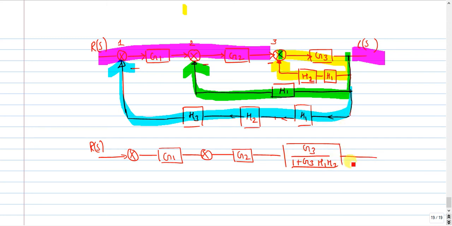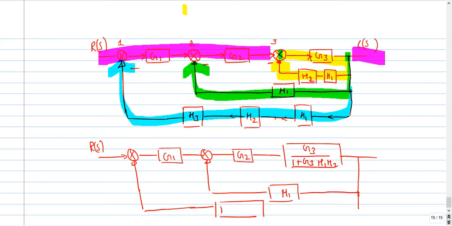So first is done, and remaining is I have one more feedback to the second summing point, that is H1. And one more to the first summing point. I can write this H3, H2, H1 in a single block. All three are in series. I will represent H1, H2, H3. So these two are negative signal.